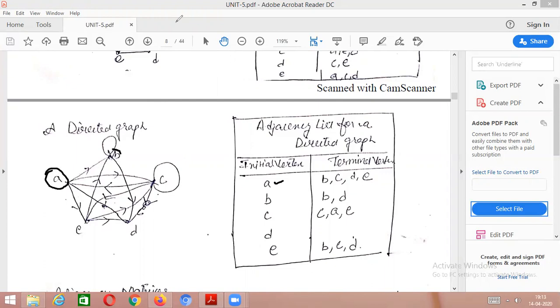So when you come to this diagram, I'll go for A. A, the edge direction going outwards. What is there? B. So B is an adjacent vertex. Next, E. E is an adjacent vertex. Next, going outwards, what is that? C. C is an adjacent vertex. Next, A to D. D is an adjacent vertex to A.